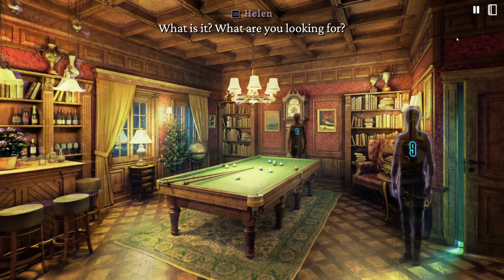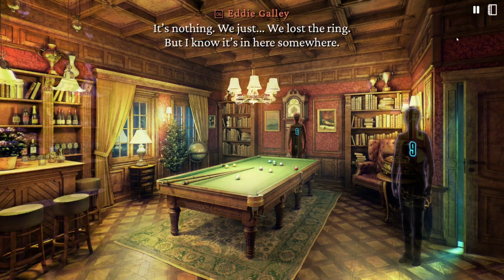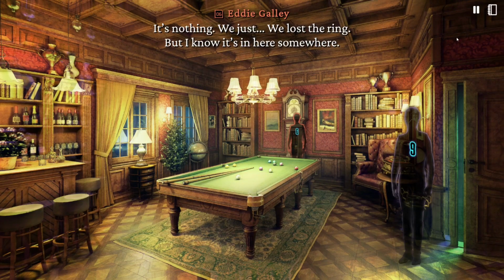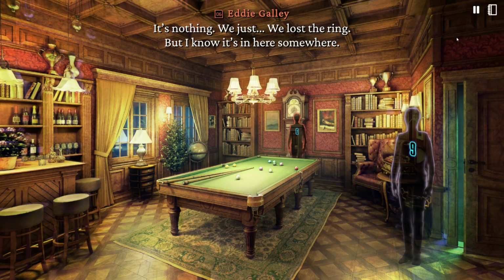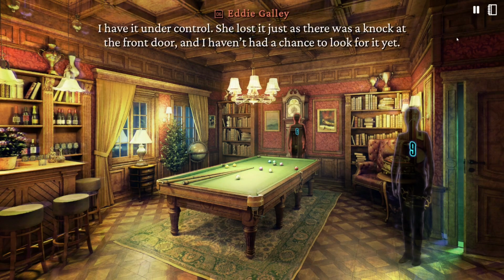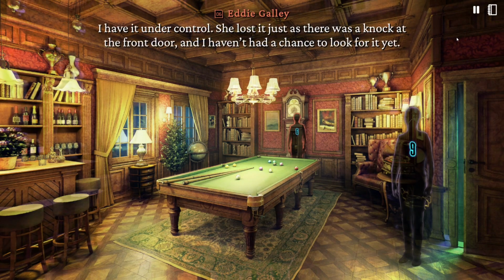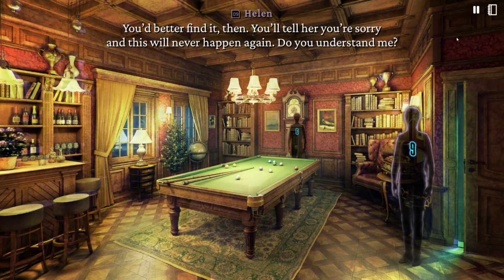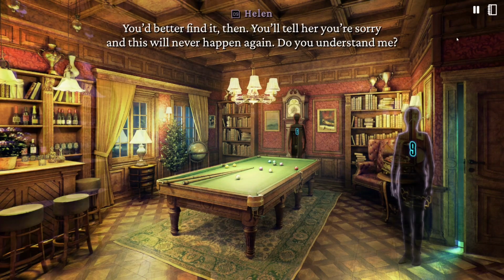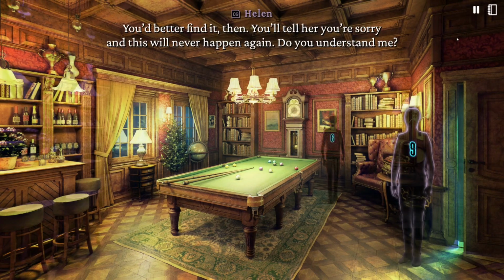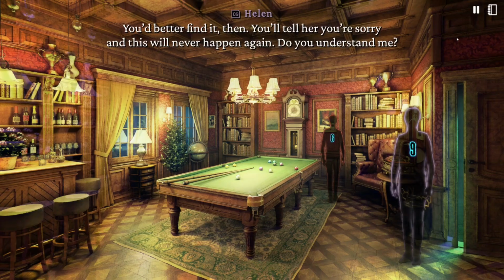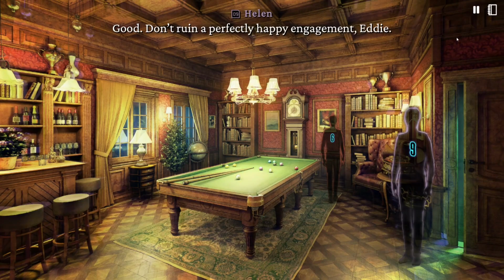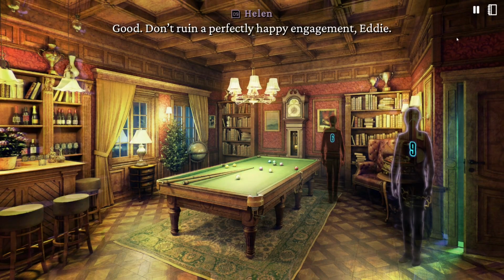What is it? What are you looking for? It's nothing. We just, we lost the ring. But I know it's in here somewhere. Excuse me? I have it under control. She lost it just as there was a knock at the front door, and I haven't had a chance to look for it yet. You'd better find it then. You'll tell her you're sorry, and this will never happen again. Do you understand me? Yes, Mrs. Dower. Good. Don't ruin a perfectly happy engagement, Eddie.